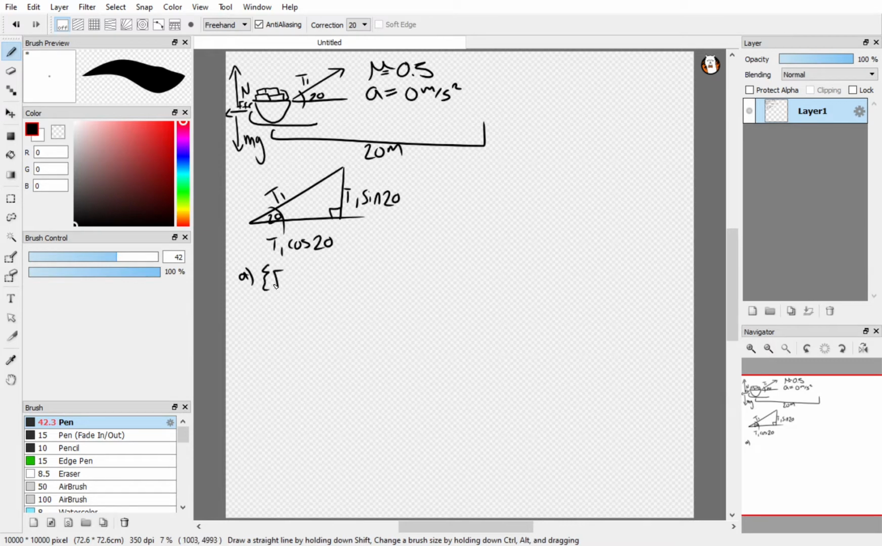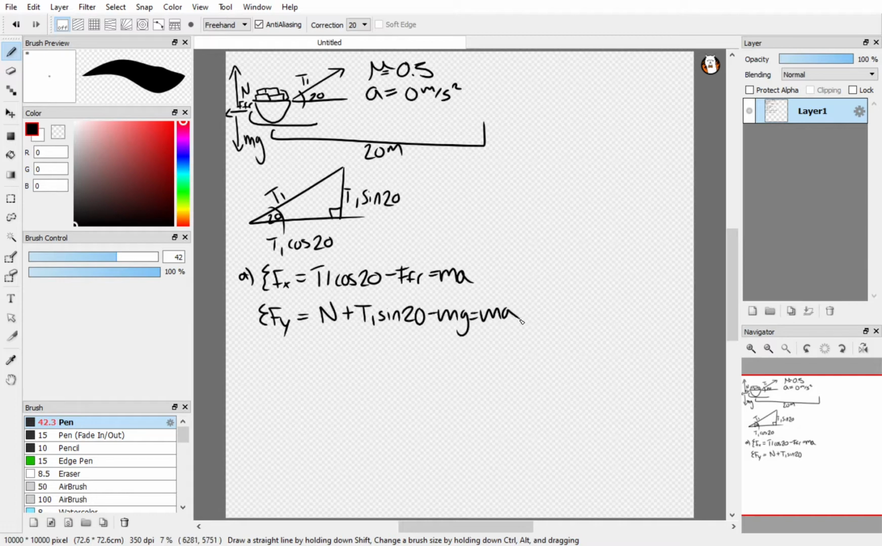So with this, we can write out our different sums of forces. For forces of x, it would be T1 cosine 20 minus the force of friction, which would be equivalent to mass times acceleration, and then the sum of the y forces would be equivalent to the normal force plus T1 sine 20 minus mg, which would be equivalent to ma as well. And this would be the ma for x and ma for y.